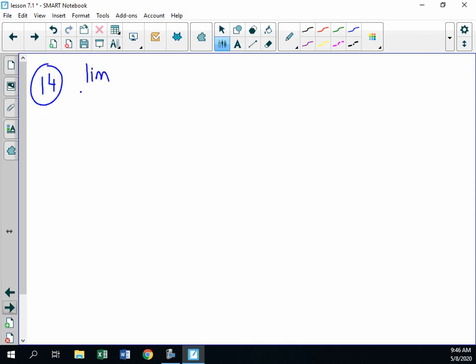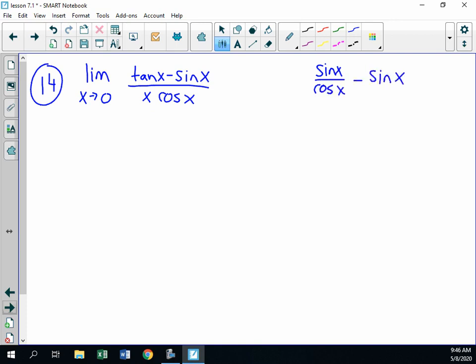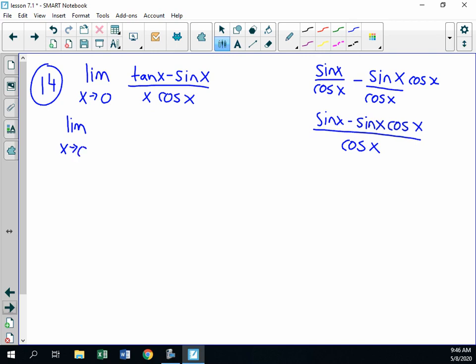We have the limit as x approaches 0 of tan x minus sine x over x cos x. So right here, when we look at that tan x minus sine x, remember that sine x over cos x minus sine x. So I'll just put it on the side there for you. So what we end up getting here, if I pull that together with a common denominator of cos x, I'm going to get sine x minus sine x cos x all over cos x. Okay, so that's just me simplifying that numerator. So when I put it back here in my limit, I'm going to get sine x minus sine x cos x. Don't forget your x's. You need that angle in there. Over cos x divided by this guy, x cos x.